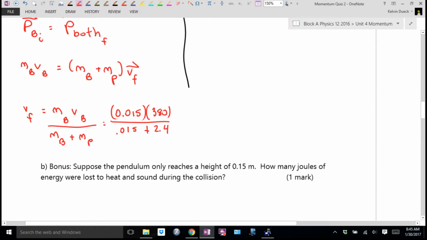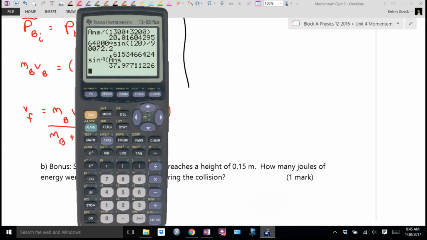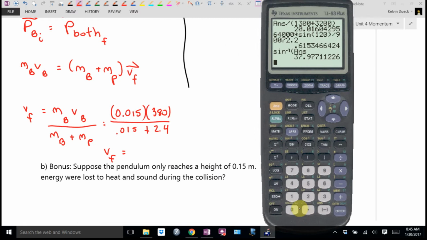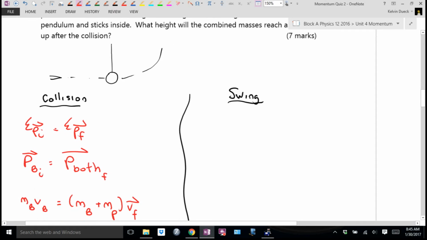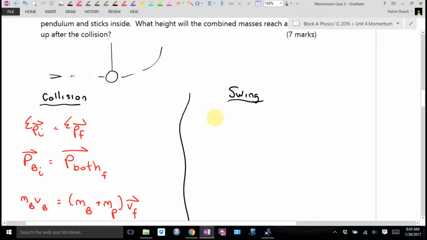Cool. I get the final velocity or speed of the bullet is going to be, technically I'm getting a speed because I haven't included a direction, but we can treat it like a velocity. 0.015 times 380 divided by 0.015 plus 2.4, and I get 2.36 meters per second. Now I'm going to take that, and I'm going to move it over to the swing. The swing has a change in height, change in speed, curvy path. That's a job for conservation of energy, not conservation of momentum.